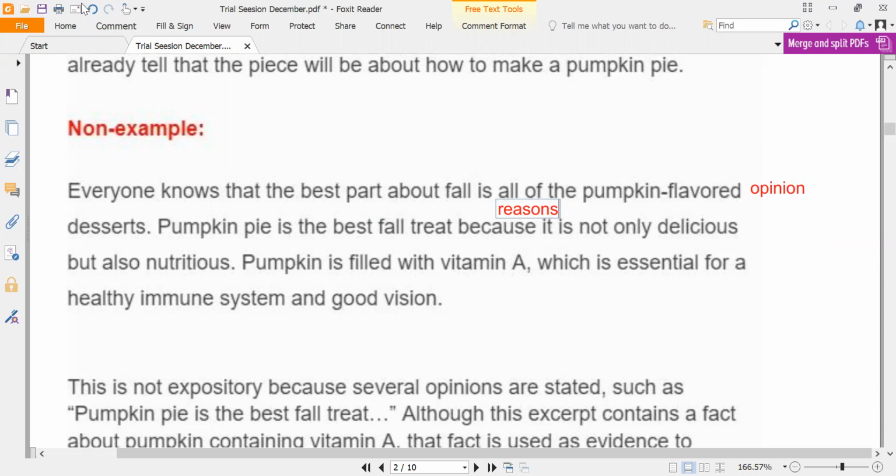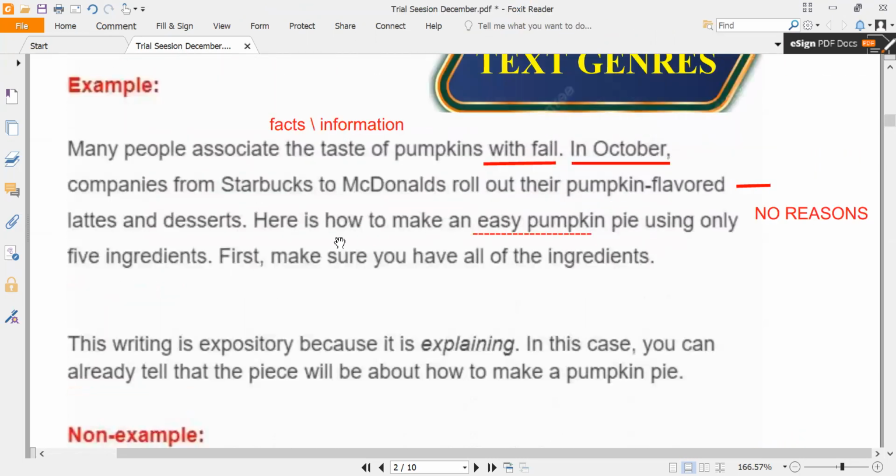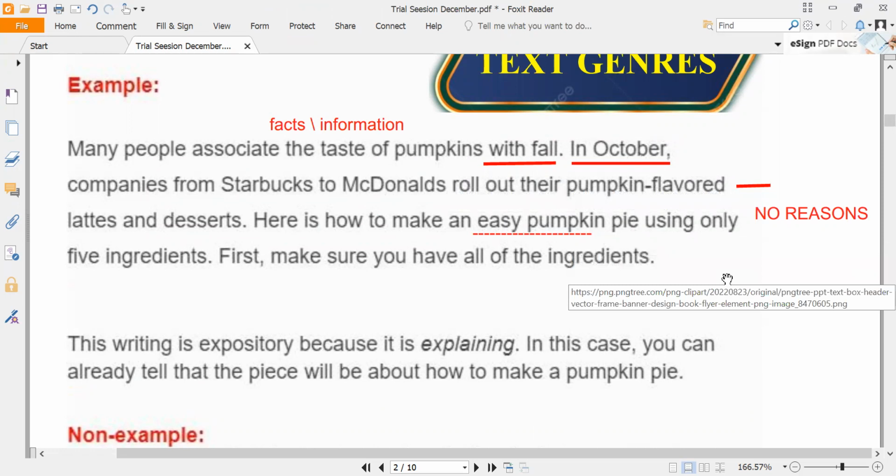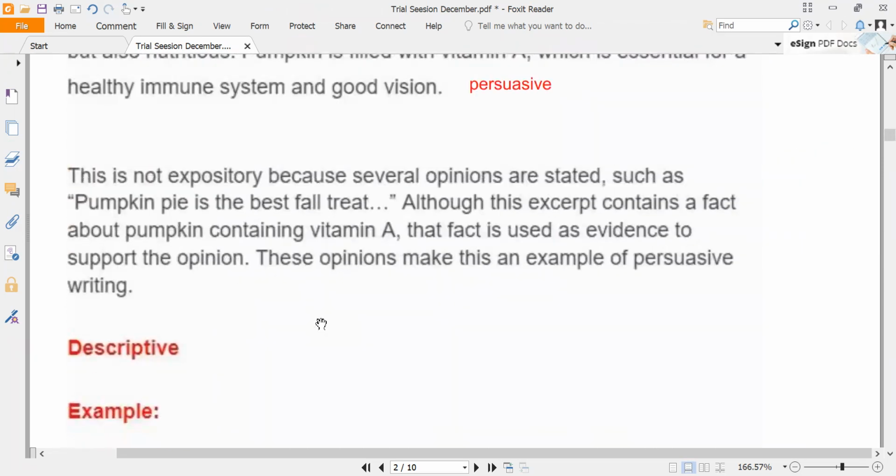So this text is persuasive. While here, the one you mentioned as persuasive earlier, it's not persuasive, but it is expository and informative because there is no reason, no suggestions, no recommendations, and finally, no opinions. I hope it's clear.